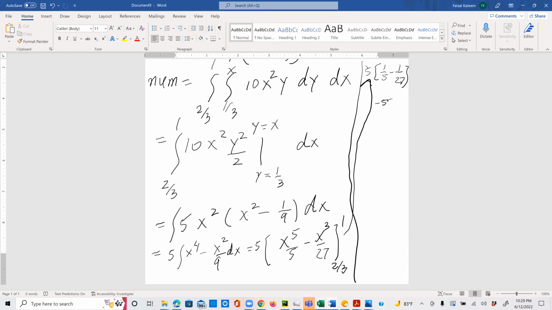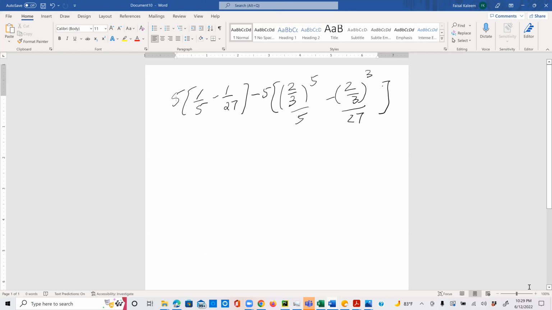Okay, and now let's just calculate it as a decimal. So 1 over 5 minus 1 over 27, minus 32 by 243 plus 8 by 27, and then everything times 5. So I get 2.238 from the numerator.